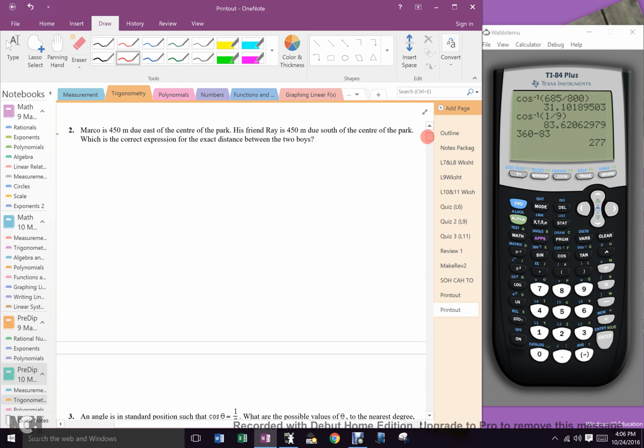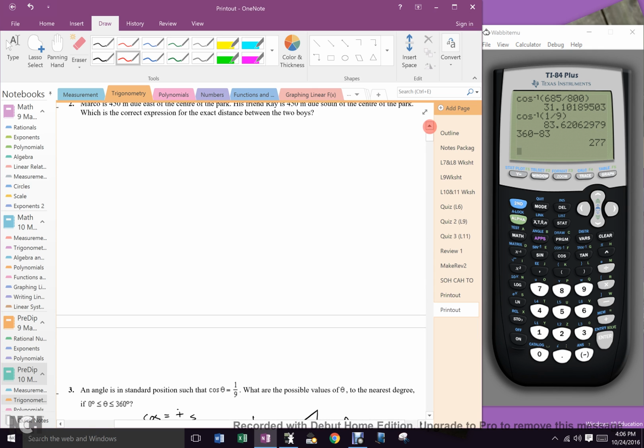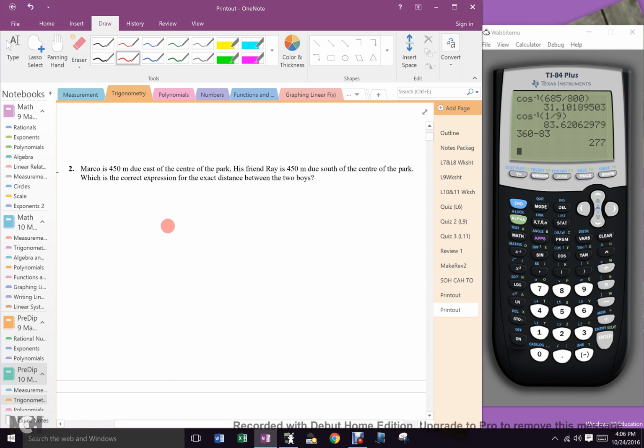Oh, I missed number 2. Sorry, guys. Marco is 450 due east of the center of the park. Ray is due south of the center of the park. What's the expression for the distance between the boys? There's the center of the park. Marco is 450 due east. So there's Marco, 450. Ray is 450 south, minus 450, because south is down there. That's how far apart they are.